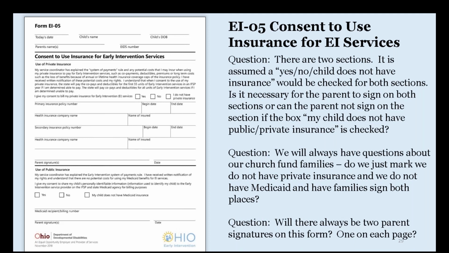So we don't really have a box anymore that just generally says my child doesn't have these insurance. So the form has two sections, one for private insurance at the top, one for public insurance at the bottom, and both sections need to be reviewed and completed with the parent.